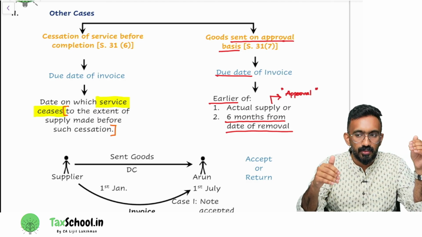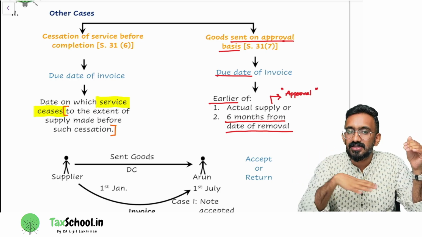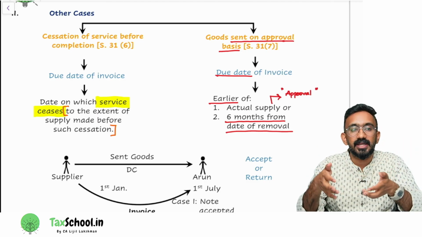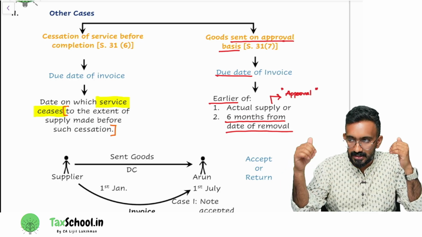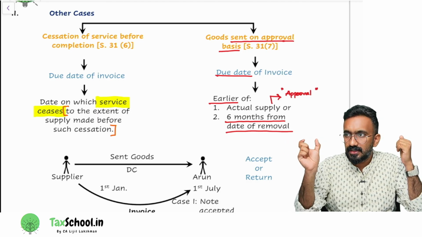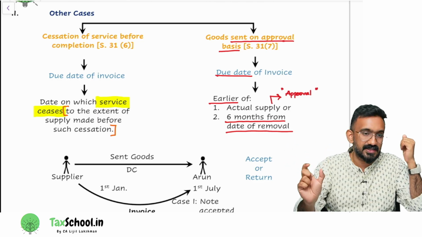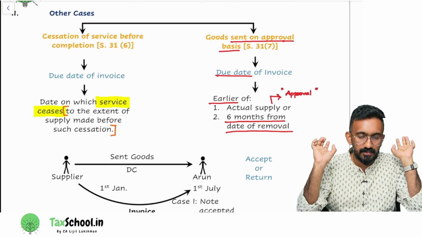Normally, I should issue an invoice within 30 days from the date of completion. Here, I'm ceasing the services before completion. I will never complete, so I cannot compute 30 days from the date of completion. So whenever there is a broken service that happens before the completion, the due date of invoice would be the date on which the service ceases, to the extent of the supply made before such cessation. That is the provision.